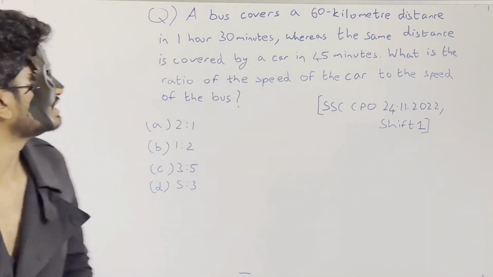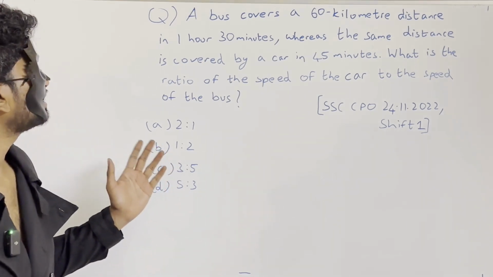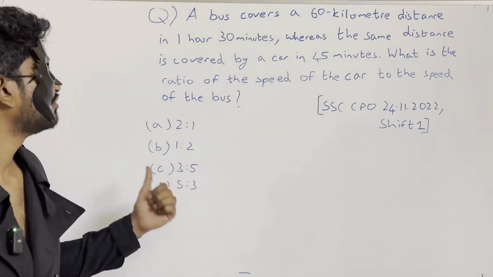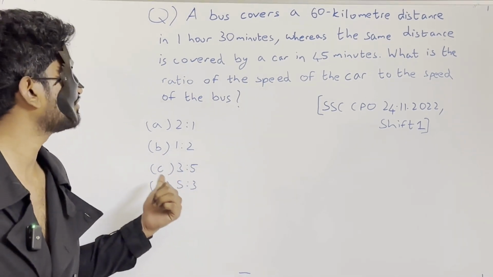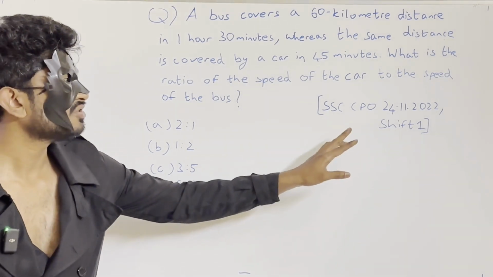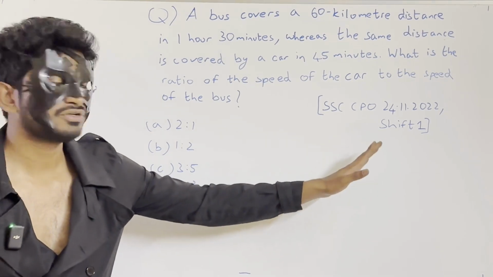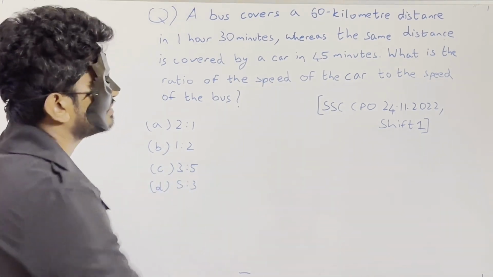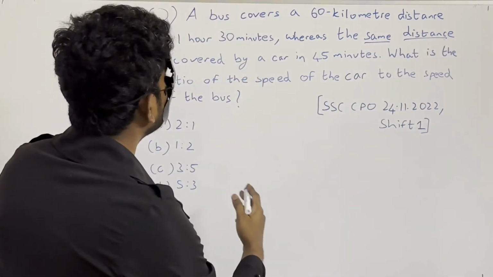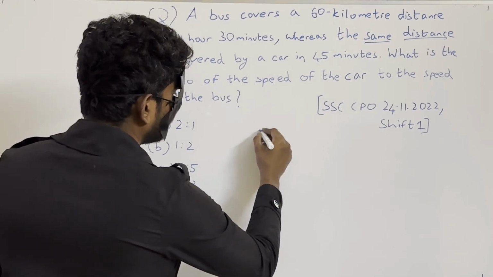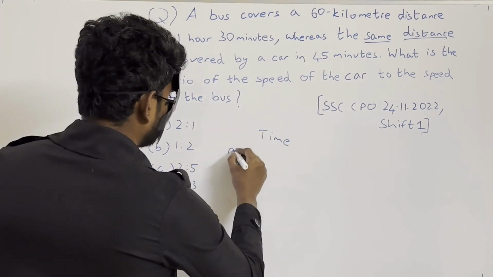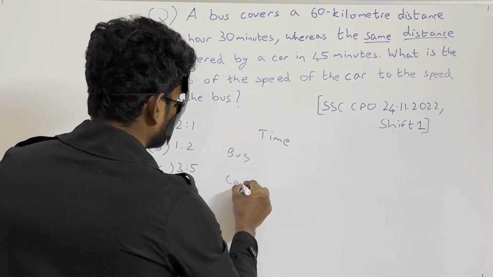So superhumans, next question is, a bus covers a 60 km distance in 1 hour 30 minutes, whereas the same distance is covered by a car in 45 minutes. What is the ratio of the speed of the car to the speed of the bus? This was similar to the previous question and was asked in SSC CPO on 24th November 2022 in shift 1. So again here same distance, so distance is fixed.